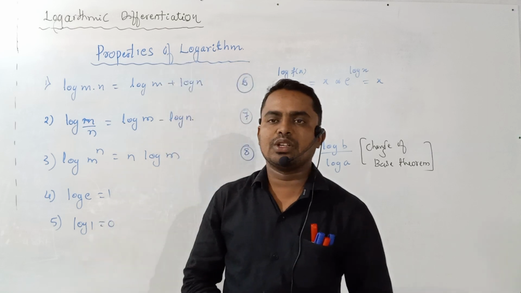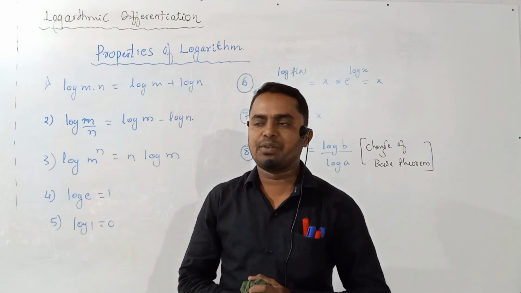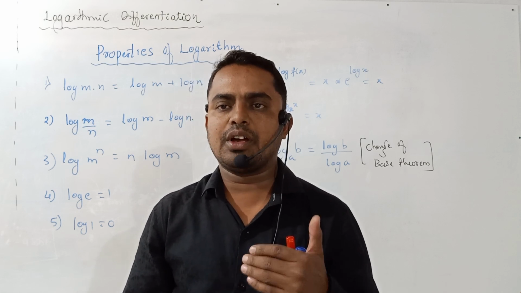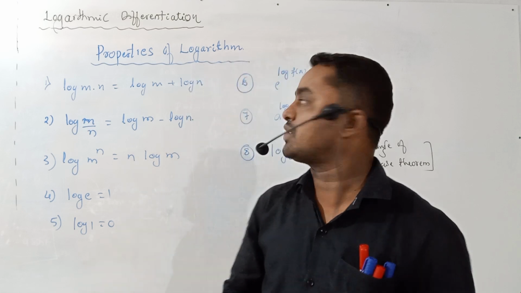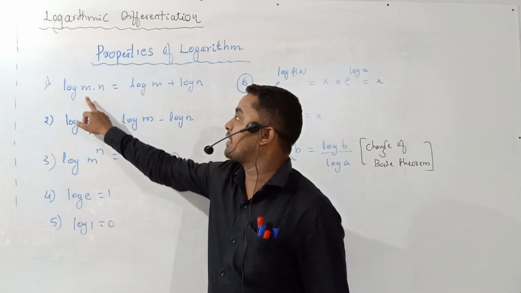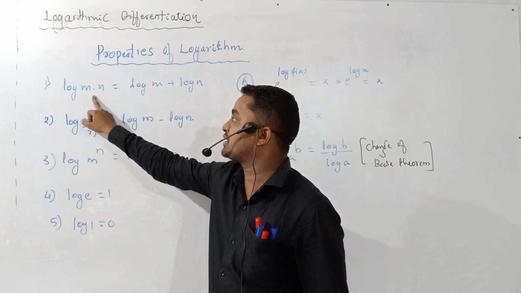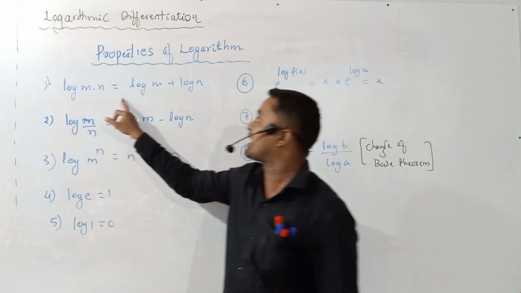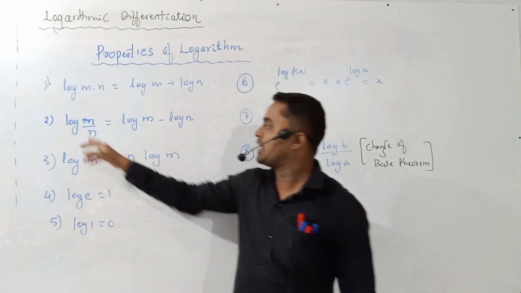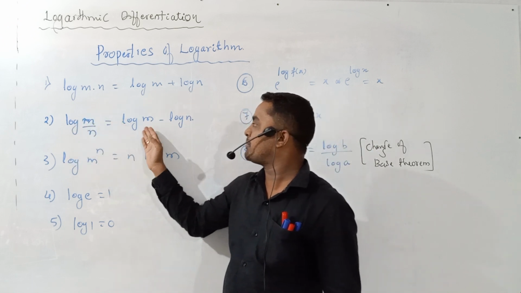Today we are going to solve logarithmic differentiation. Before going to solve the problems on logarithmic differentiation, first we have to remember the properties of logarithm. That is the property of logarithm: log mn, where m is a function and n is also a function. If it is log mn, then we can write log m plus log n, then we have to differentiate the function. Log m by n is log m minus log n.